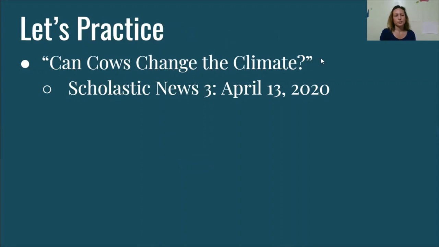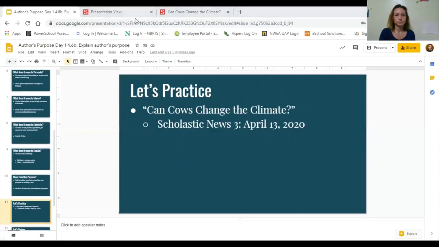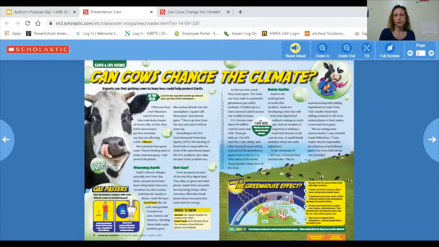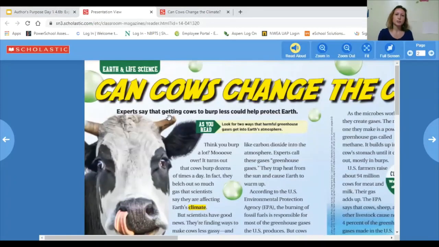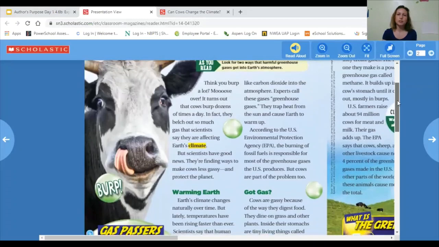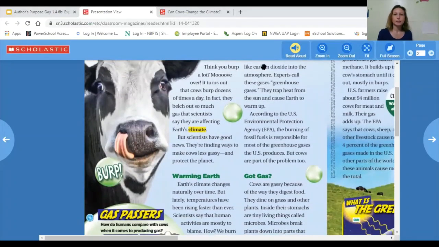So let's practice. We are going to read a passage called Can Cows Change the Climate? And this comes from Scholastic News magazine. So, can cows change the climate? Experts say that getting cows to burp less could help protect the earth. So we are going to read this and figure out the author's purpose. Why did the author write this? So listen as I read, or this is on your learning path. You can print it off.